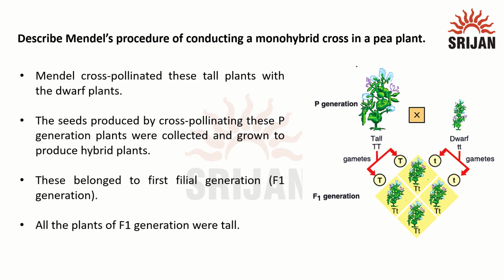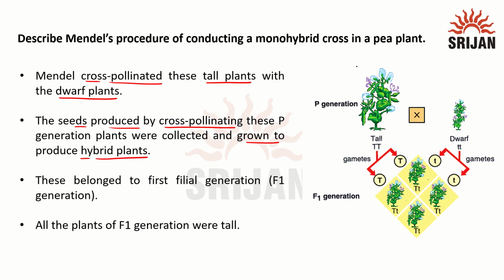Now, the first step is to do the cross pollination. So he took the tall plants and crossed them with dwarf plants, and this involves two different parents, hence known as cross pollination between two different plants. Now the seeds produced by cross pollinating these P generation plants were collected and grown to produce hybrid plants.